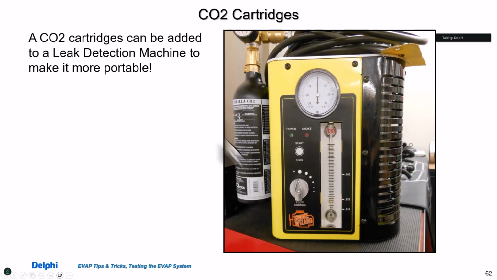Okay? Smoke machines, I told you about the flow meter. Always have a flow meter. Always, if you can get it with a flow reduction, that's even better. And on most of your machines, you can attach a CO2 cartridge to it, so you can be mobile with it if you need to. So keep that in mind.